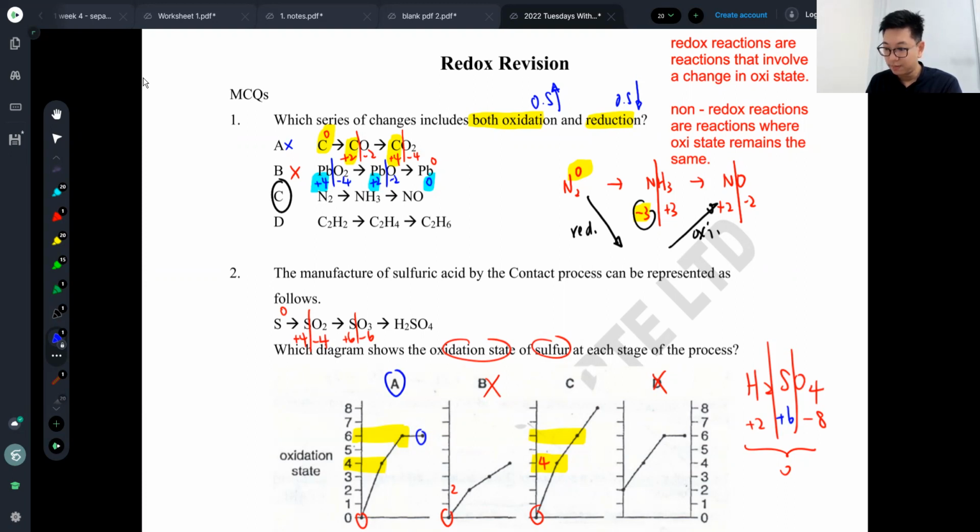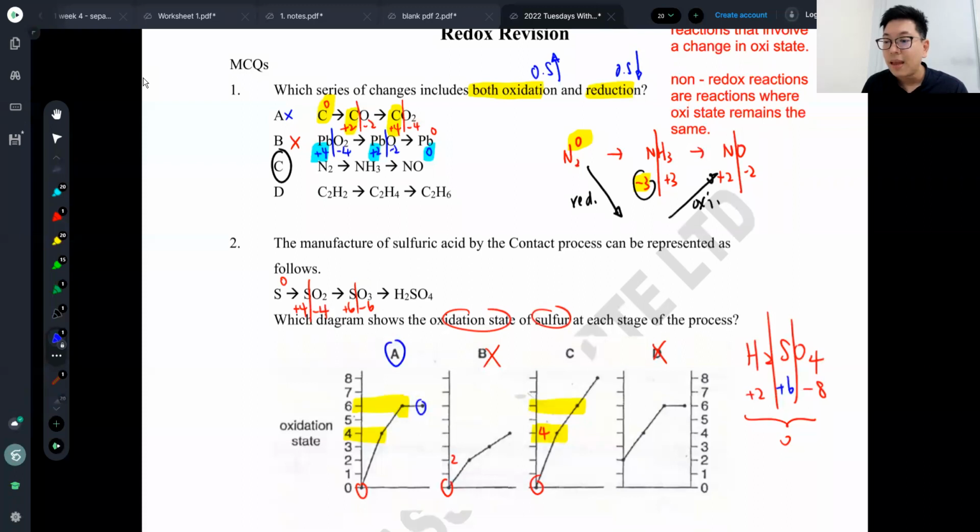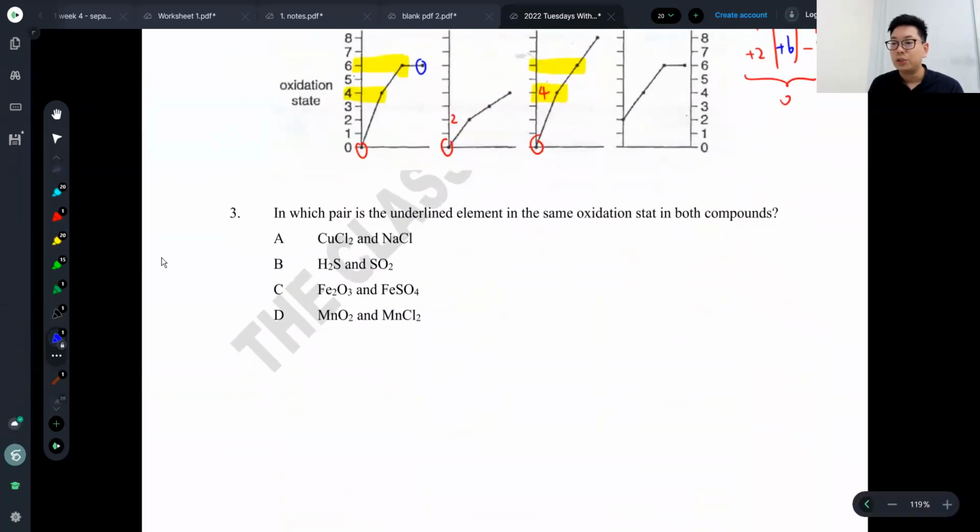Okay everybody, now the last one. In which pair is the underlined element in the same oxidation state in both compounds? I didn't underline, so let me underline for you. It's quite obvious now: chlorine, chlorine, sulfur, sulfur, iron, iron, manganese, manganese.